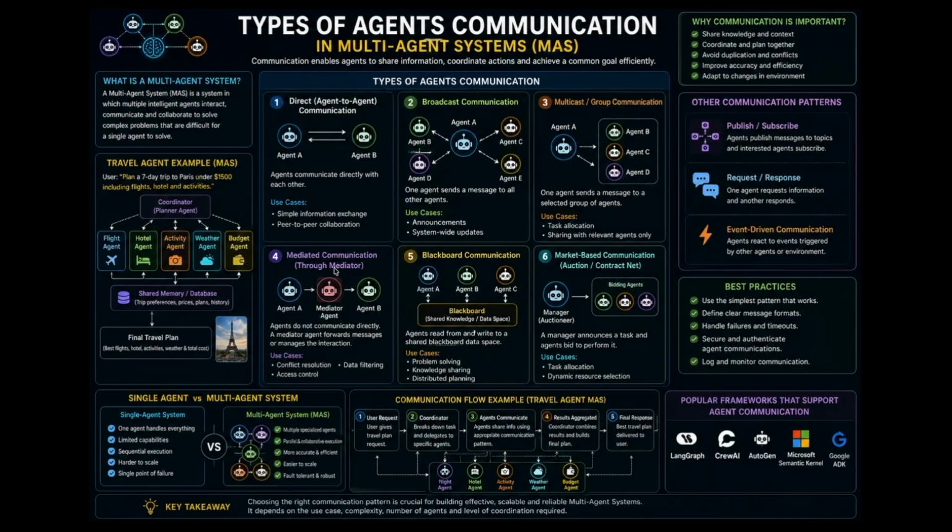Fourth thing is mediated communication. There is one agent which acts as a mediator. Agent A sends a message to this mediator, then the mediator agent will send a message to B. There is no direct communication between A and B. Then blackboard communication, where agents A, B and C connect to a common shared knowledge or data space. From there only they get all the information, and there is no intercommunication between the agents.